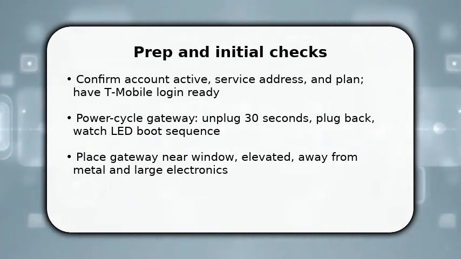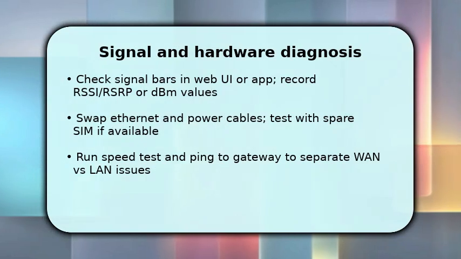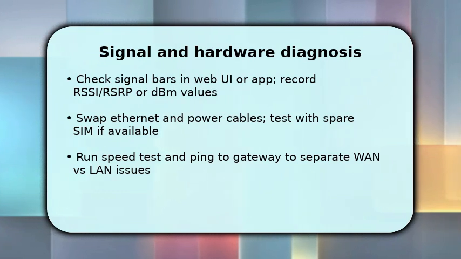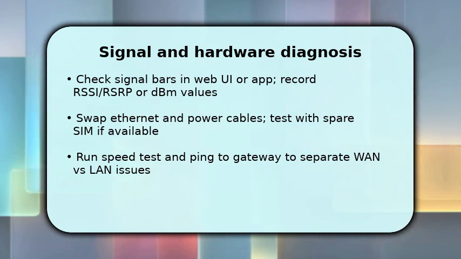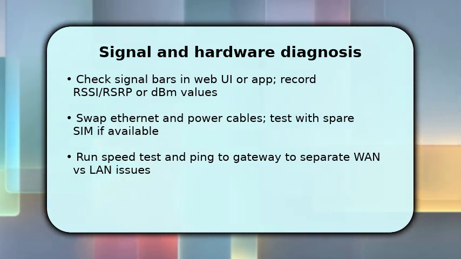You now dig into signal and hardware diagnosis. Log into the Gateway UI or T-Mobile app and check bars plus RSSI or RSRP numeric values, because numbers tell you if the issue is weak signal.